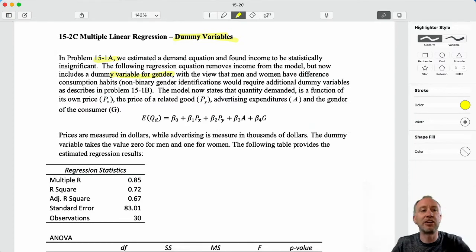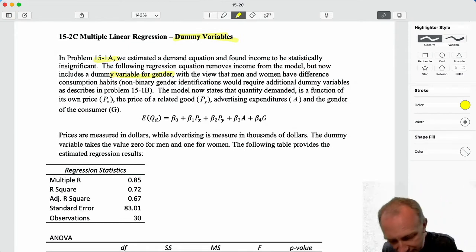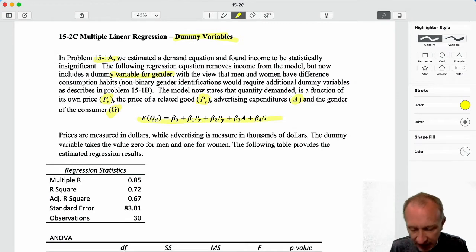Of course, if we considered non-binary gender identifications, we would incorporate multiple dummy variables similar to what we did in exercise 15-2B. We could have as many different categories as we wanted. Here, we're going to keep this one straightforward. We're going to have a binary gender identification, men and women, so just one dummy variable. This model now states that quantity demanded is a function of its own price, price of related goods, advertising expenditure, and gender. So here's our new model.